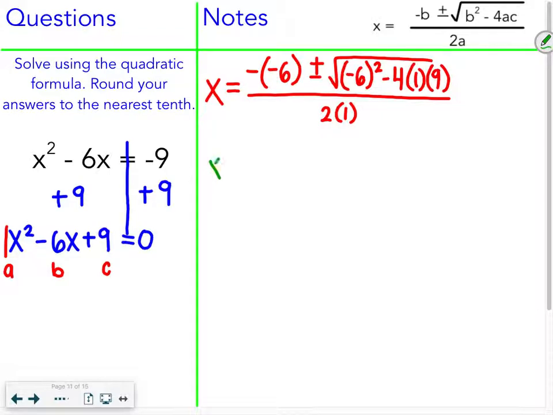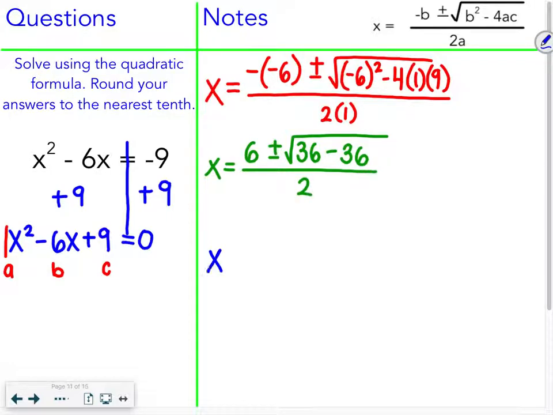All right, I'm going to start simplifying in step 2. So the minus a negative 6 becomes a positive 6, plus or minus the square root. Negative 6 squared is 36. Remember, a negative number squared is always a positive. Negative 4 times 1 is negative 4. Negative 4 times 9 is negative 36. All over 2.